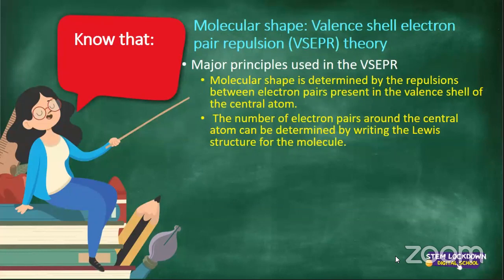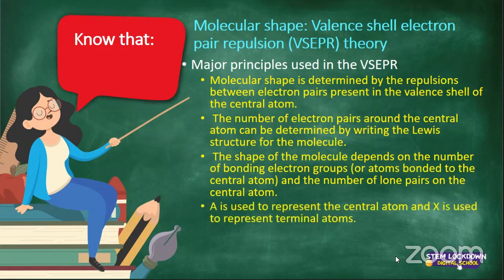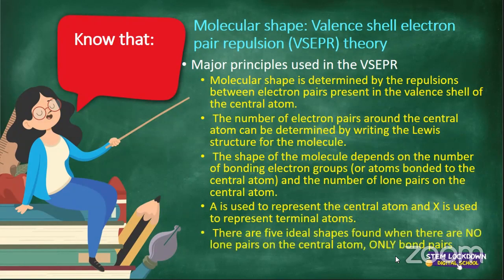So the number of electron pairs around the central atom can be determined by writing the Lewis structure of a molecule. The shape of a molecule depends on the number of bonding electron groups, or atoms bonded to the central atom, and the number of lone pairs on the central atom. A is normally used to represent the central atom and X is normally used to represent the terminal atoms.